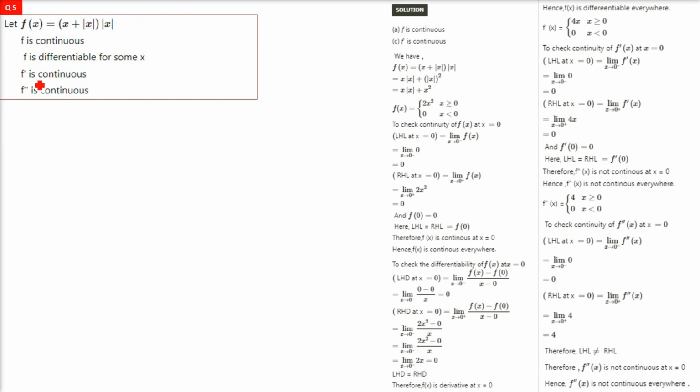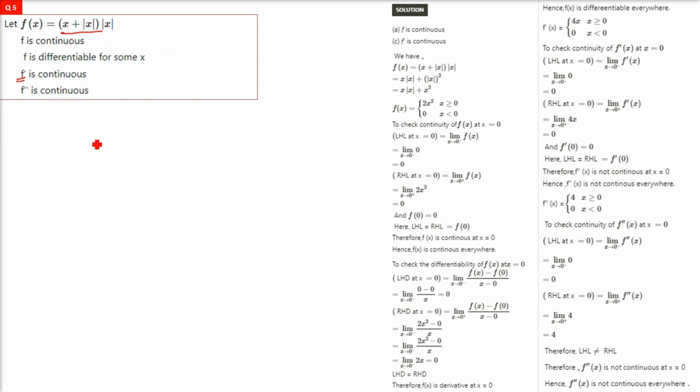So I'll give you an idea. F dash we have to find out, f double dash as well. You can see the options: f is continuous, f dash is continuous, f double dash is continuous. 3 options are there. One more option is there: f is differentiable for some x. Right? So let us see the continuity. First let us talk about this function. I'll tell you about this function.